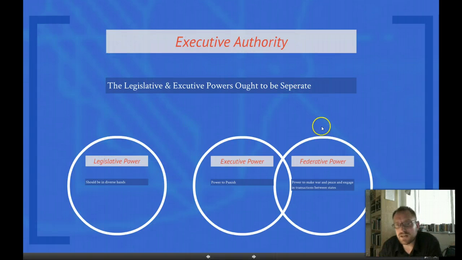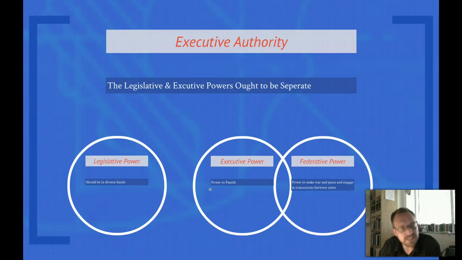Now, the executive power. What he calls the executive power is essentially that power to punish those who don't follow the law. That is, the executive power exists to execute the law, right? You can think of the police and so forth.